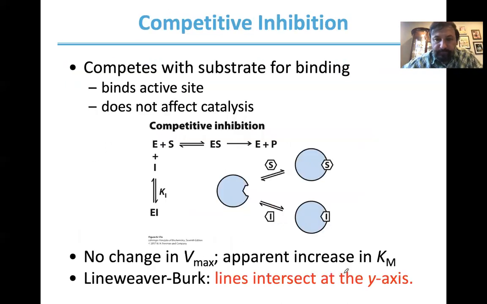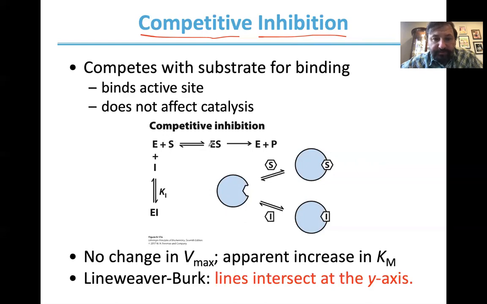All right. So there are three kinds of reversible inhibitors. Let's look at each of them. First of all is competitive inhibition. Competitive inhibition is when the inhibitor competes with the substrate for binding. It binds to the active site.